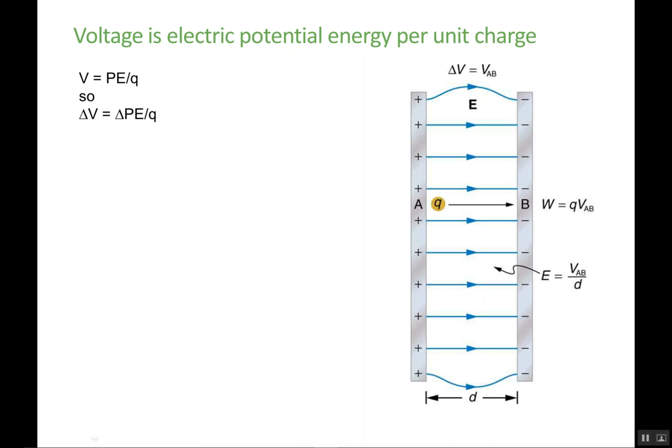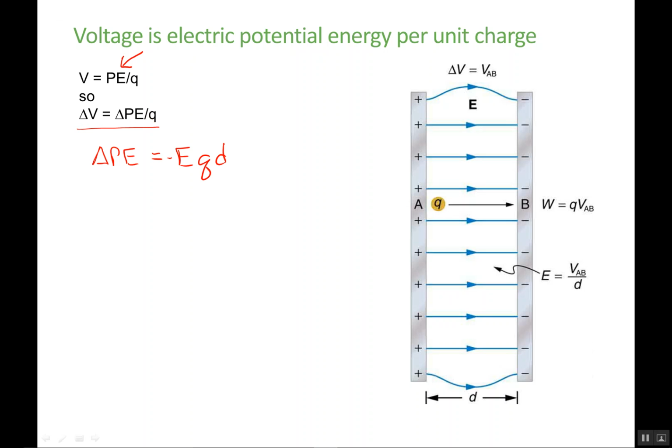So what is voltage or electric potential? Well, voltage is defined as the amount of electric potential energy, PE, per unit charge. Or in other words, it's how many joules of potential energy exist per coulomb of charge. So as a little test charge Q moves from the positive side of this parallel plate capacitor to the negative side, it's going to experience a change in potential energy. Therefore, it also experiences a change in voltage, where the change in voltage is equal to the change in potential energy divided by Q.